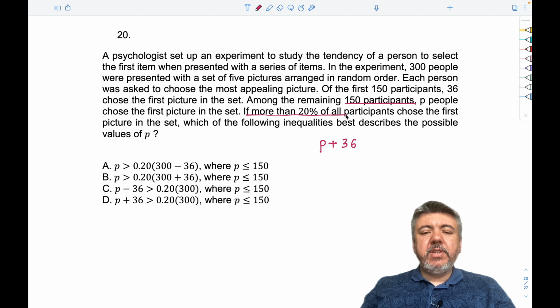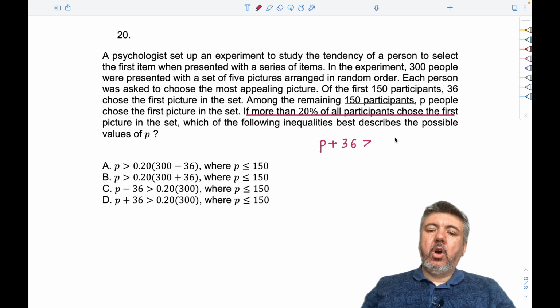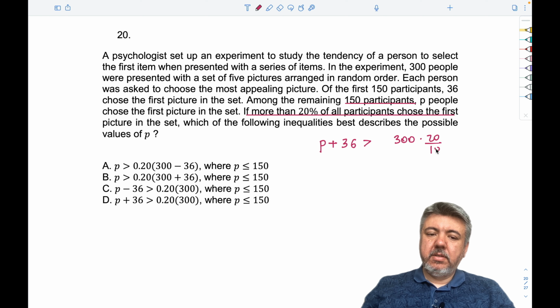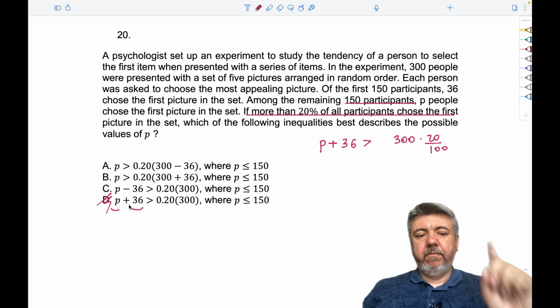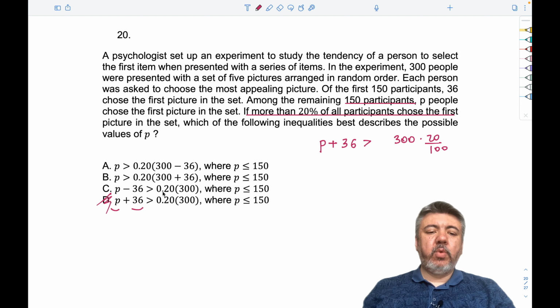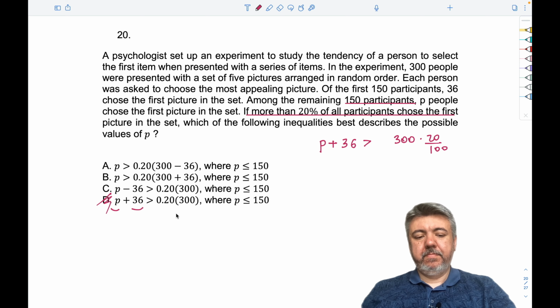What does it say? More than 20% of all participants chose. So it's greater than all participants times 20%. Okay? So the idea is in choice D. P and 36, they all chose the first item, greater than 20% of the whole experiment.